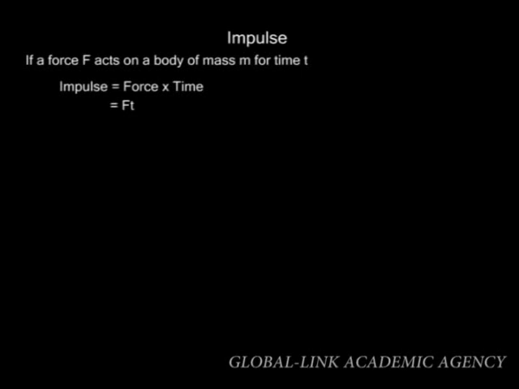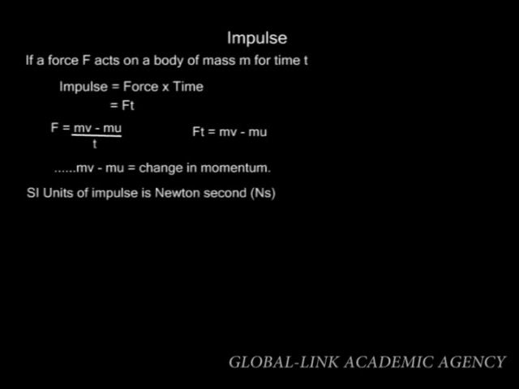From Newton's second law, F is equal to mv minus mu over t. If you do cross multiplication, this can be rewritten as Ft is equal to mv minus mu. Since mv minus mu is the change in momentum produced in the body during the time t, the impulse of a force acting on a body during a given time interval is equal to the change in momentum produced by the body in that time. The SI unit of impulse is Newton second. Therefore, another unit of momentum is the Newton second.